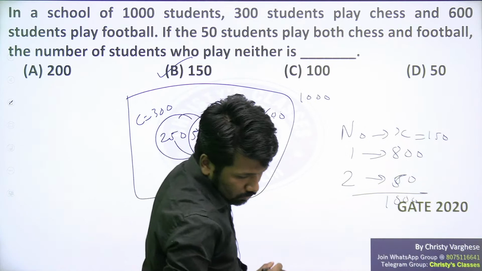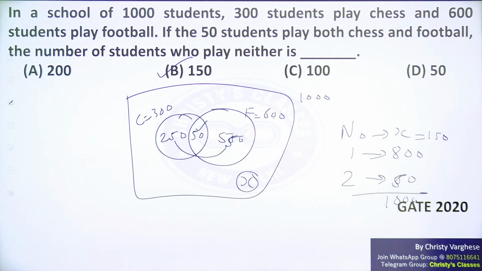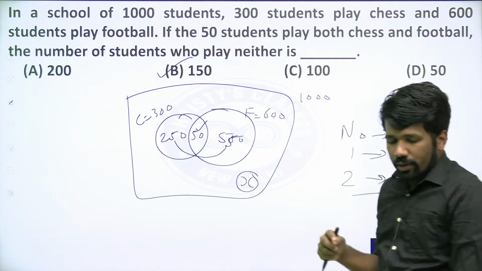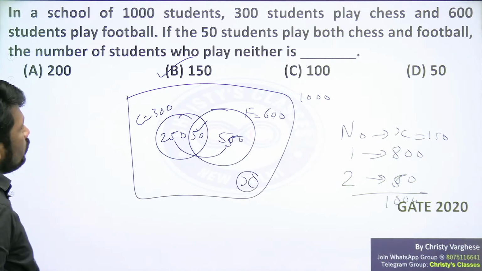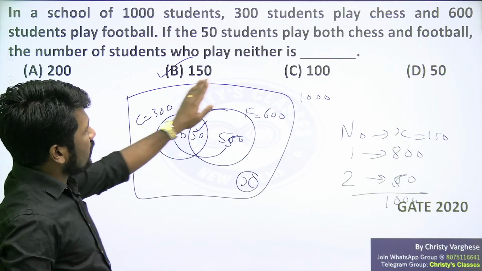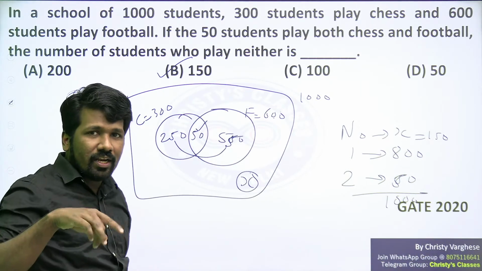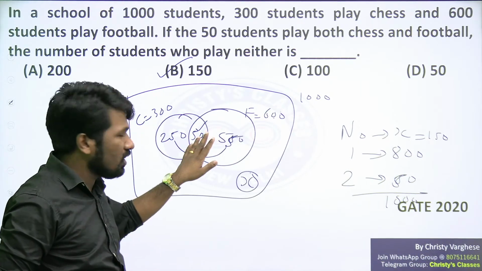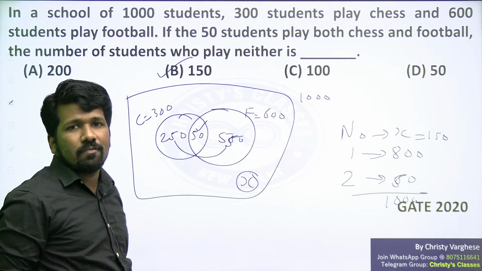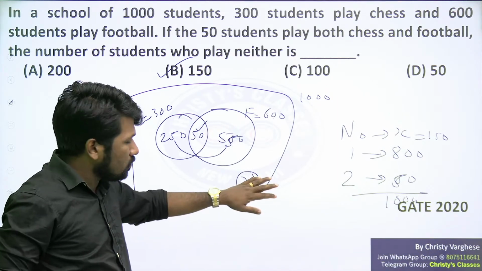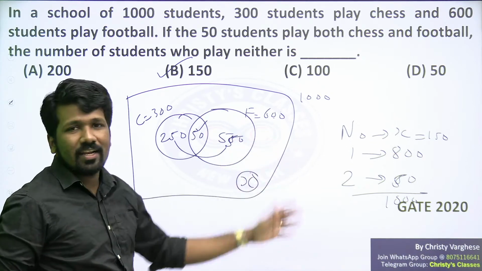Is that clear to all of you? Option B. Once you understood that point clearly, you can do it without this calculation also. How can you do it without the calculation? 300 people, 600 people, 300 plus 600, 900 people. But in that 900, there is a repetition. How much repetition? 50 is repeated. So the unique number of people is 900 minus 50, 850. So the remaining will be the no-sport-playing people. Out of 1000, 850, the remaining is 150. Directly you can get 150.